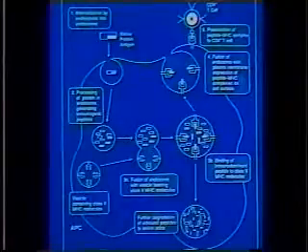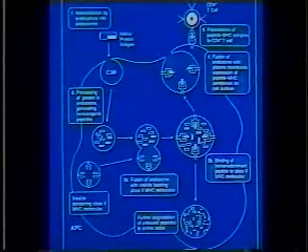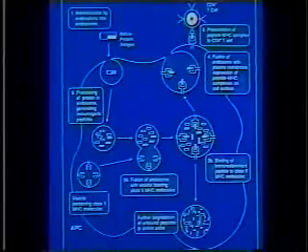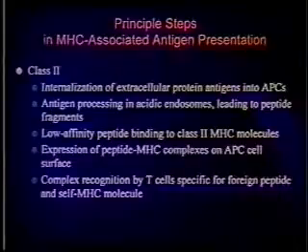I'm going to skip through this slide because it is too small for you to read, but it works through the mechanism of how antigen is presented to T helper cells, and it's summarized on the following slide. And this is the summary, and I'm going to make sure that we work through this. Okay, principal steps in MHC-associated antigen presentation. This is class 2 molecules.